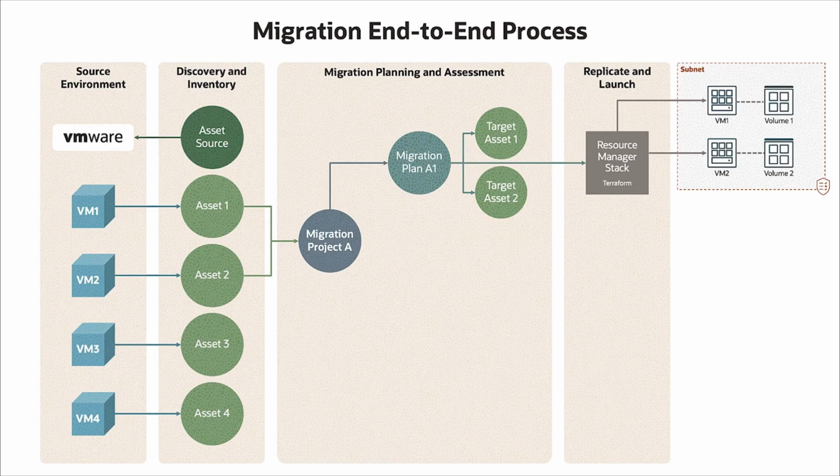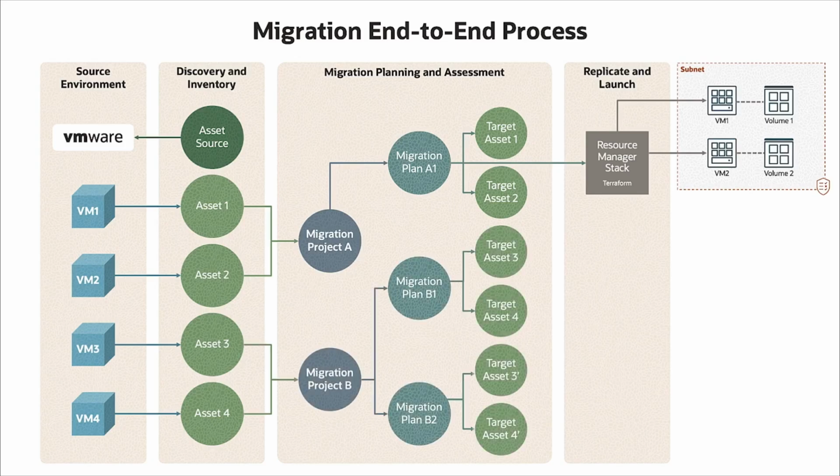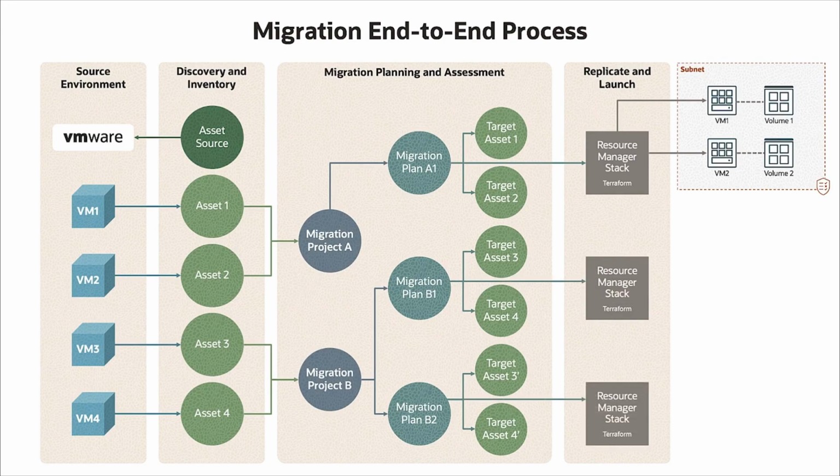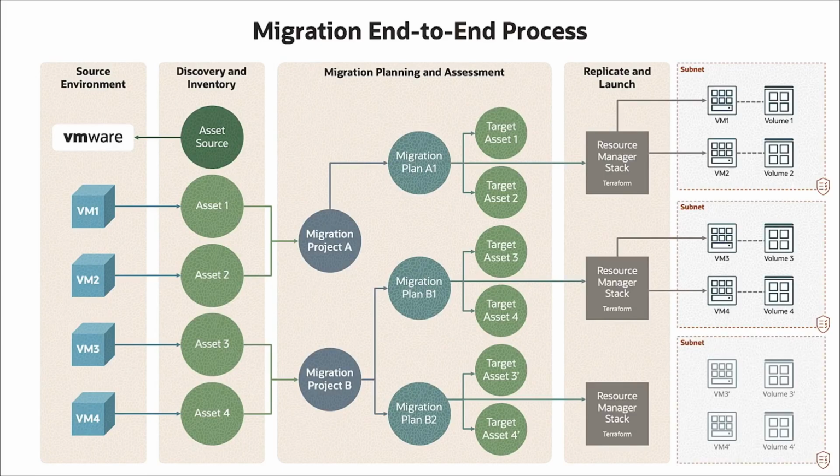In the same way, for assets 3 and 4, migration project B is created, but here there are 2 migration plans. Each migration plan could be using different strategies, so you'll have multiple target assets with different compute shapes. The remaining steps are the same as before. A resource manager stack is generated for each migration plan. One could be used for testing, another one could be used for production, and then finally launch those instances on separate VCN subnets.